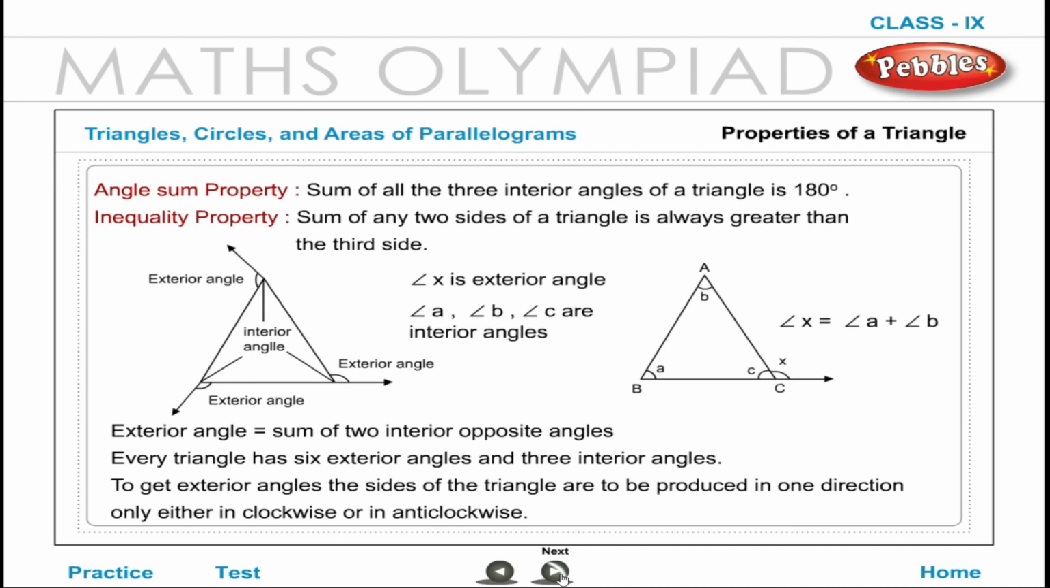Every triangle has 6 exterior angles and 3 interior angles. To get exterior angles, the sides of the triangle are to be produced in one direction only, either in clockwise or in anticlockwise.